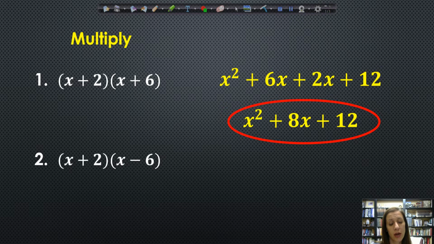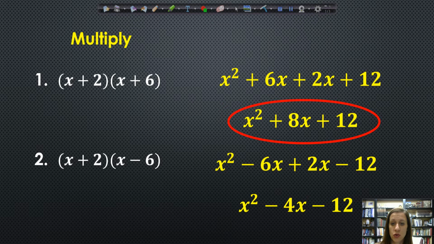For example 2, I'm using the same numbers over again. I'm just going to change where the negative signs are. This time I'm going to keep the x plus 2, but change the other to x minus 6. When I distribute through or use the box method, I end up with an x squared, a negative 6x, a positive 2x, and then a negative 12. I'm always able to combine those 2 middle terms to give me negative 4x.